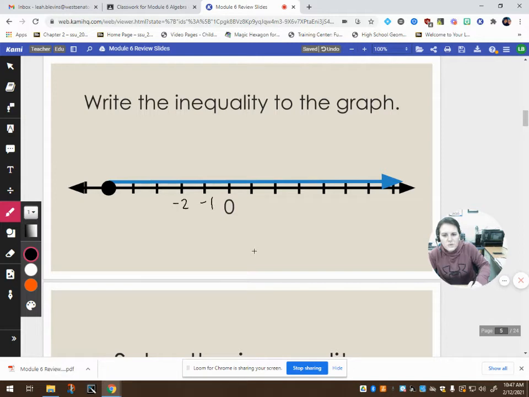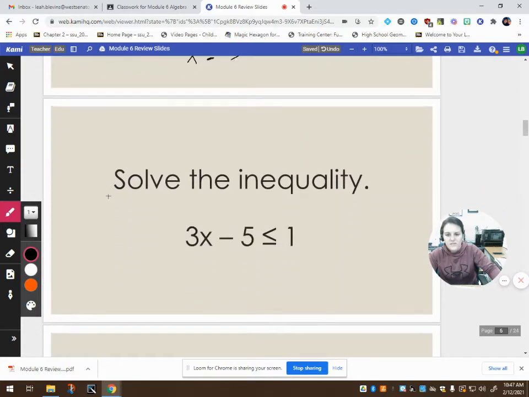-1, -2, -3, -4, -5. We're looking for all of the values of x that are greater than or equal to -5. It's pointing up in the positive direction, so the numbers are getting larger. So we're looking for values of x that are greater than or equal to, because it's a closed circle, -5.